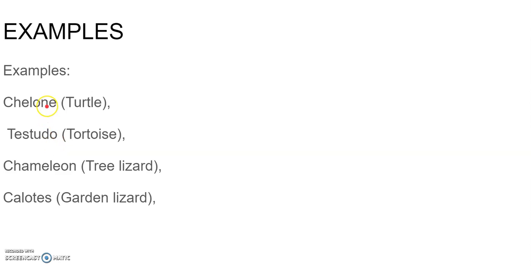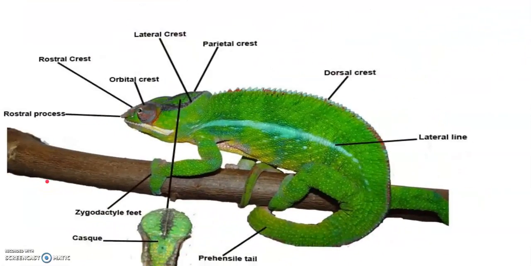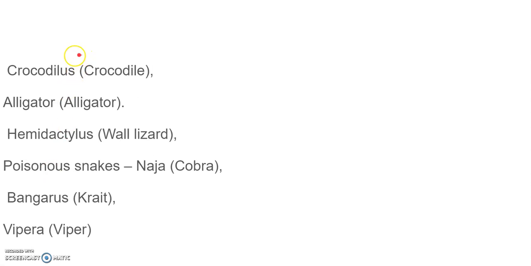Okay, next slide. These are the examples: Chelone, turtle, Testudo, tortoise, chameleon, tree lizard, Calotes, garden lizard. These are the pictures. Crocodile, alligator, Hemidactylus, wall lizard, poisonous snakes: Naja, cobra, Bungarus, krait, Vipera, viper.